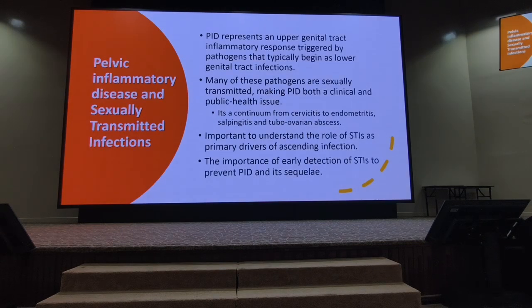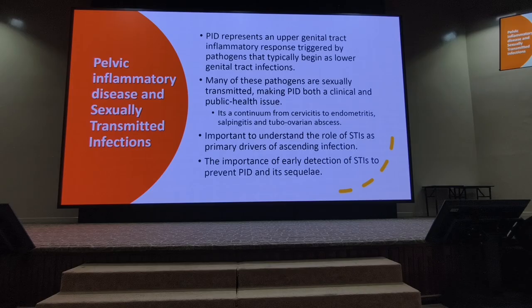You know that pelvic inflammatory disease is an upper genital tract infection, but it is triggered by a lower genital tract infection, because the pathogens do not ascend into the uterus unless there are some triggering factors. So many of these pathogens, or sexually transmitted infections, have a link to PID, and that's very important because it becomes a clinical problem and also a public health issue.